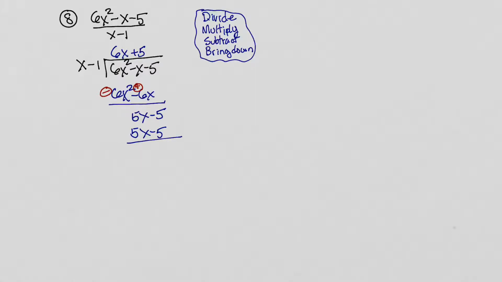And then when you subtract, we know you change the signs, and I'll indicate that with those circles. And then combine terms. 5x minus 5x is 0. Negative 5 plus 5 is 0. So the remainder is 0 here. So we're going to now claim that when you make this division, you end up with 6x plus 5.